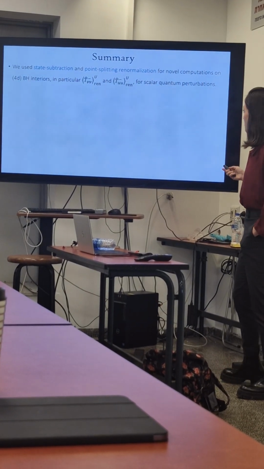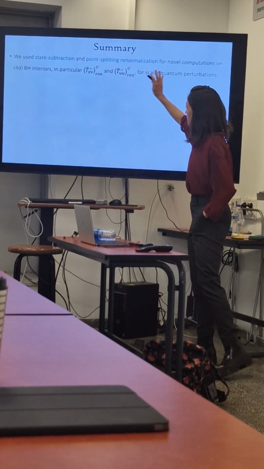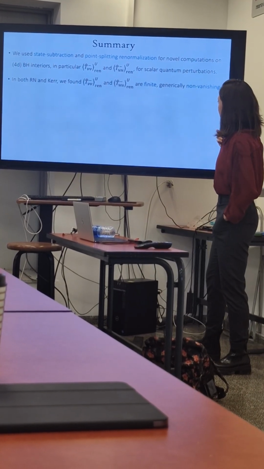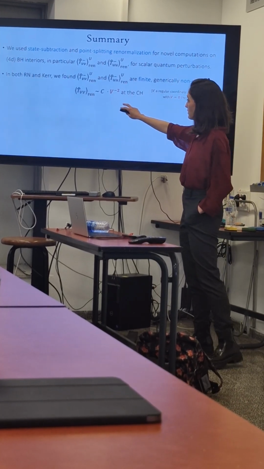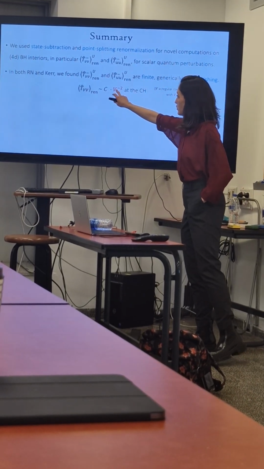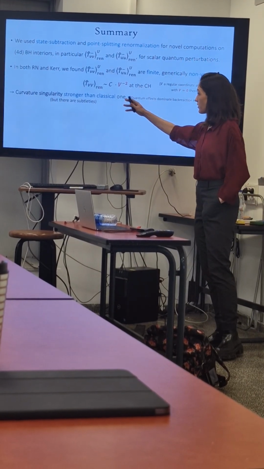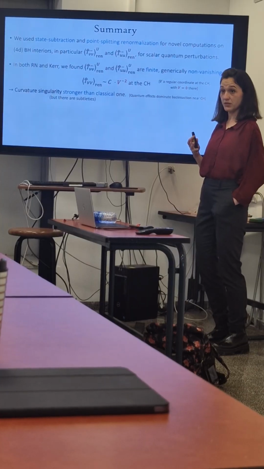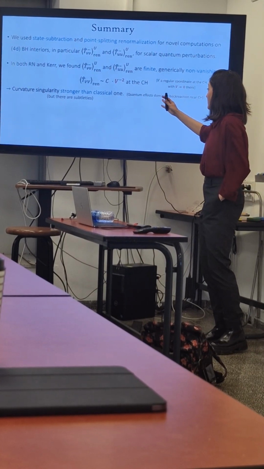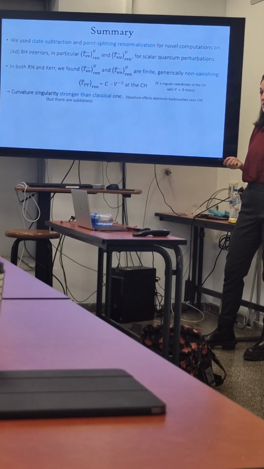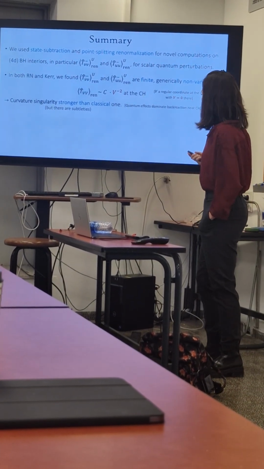Because I don't have much time, I will go really quickly. So we computed the inner horizon fluxes. We found that they are finite and generically non-vanishing, which means that in the regular Kruskal coordinate, we have a strong divergence. So the curvature singularity is stronger than the classical one, but there are subtleties. So quantum effects may dominate back reaction, which might sound strange, that quantum is stronger than classical.